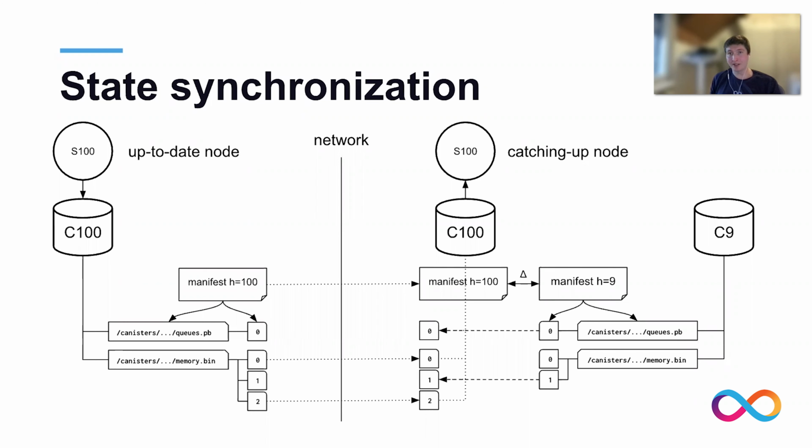So another thing I wanted to mention is that we can fetch pieces of the state from multiple nodes at the same time. You can fetch pieces of the state from all the nodes in the subnet who have the state in parallel, which is typically much faster than fetching from a single node.